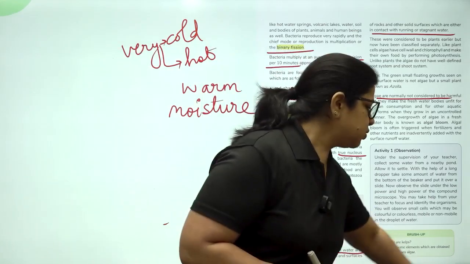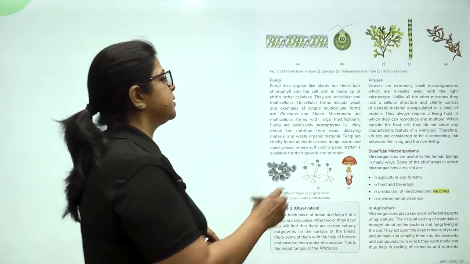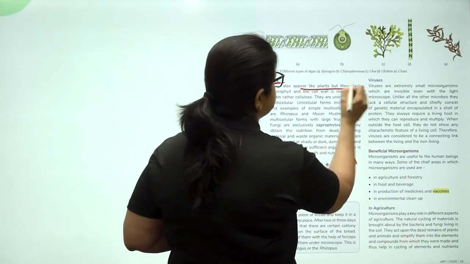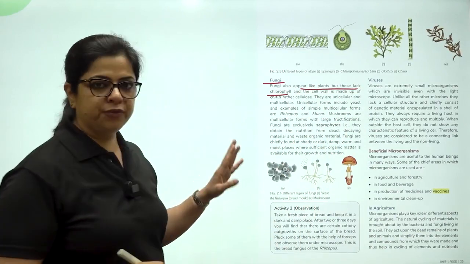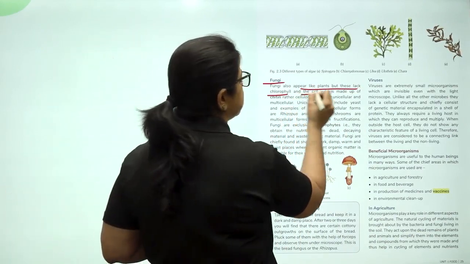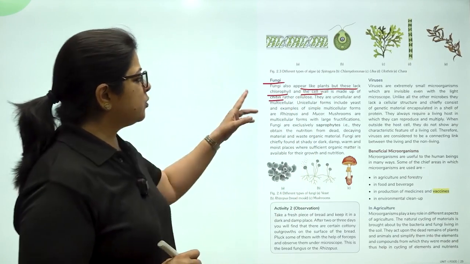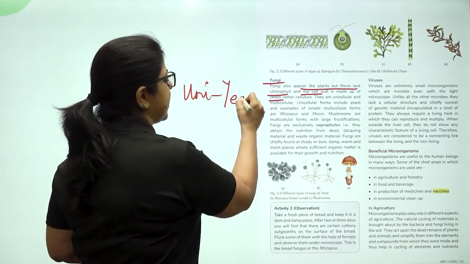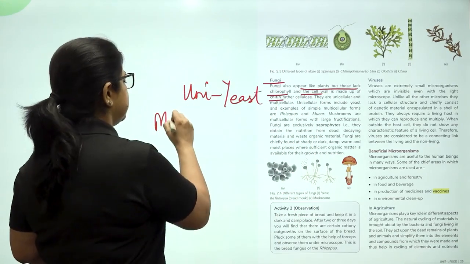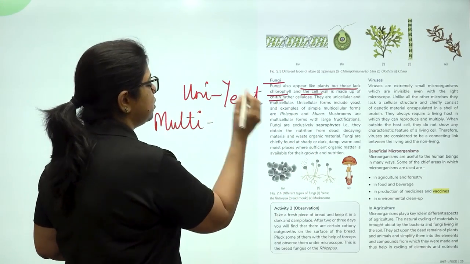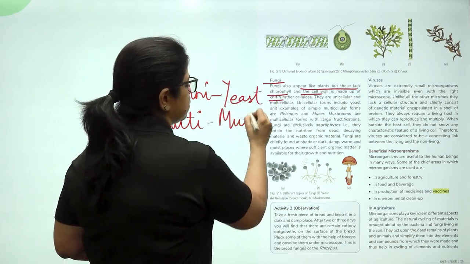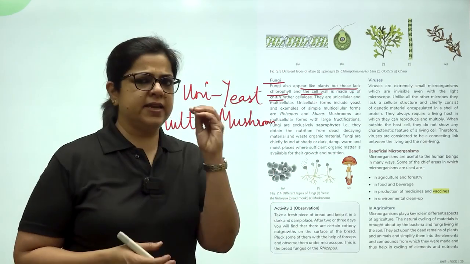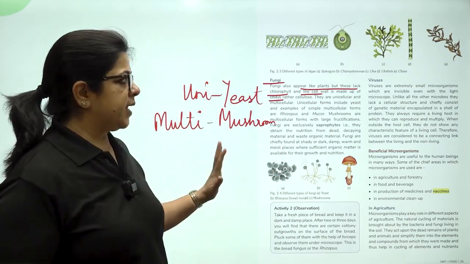Now let's go on to the next microorganism, which is known as fungi. They are also plant-like, and they have a cell wall that is made up of chitin. Now, these can be unicellular also, that means single cell like yeast, and they can be multicellular also like mushrooms. So we have seen mushrooms of all sizes growing everywhere, and yeast is very, very tiny.